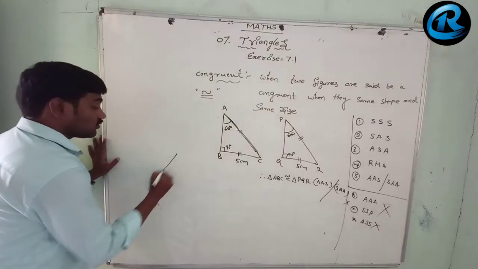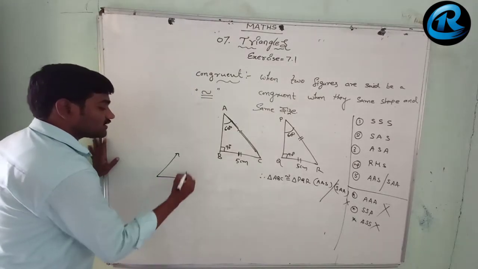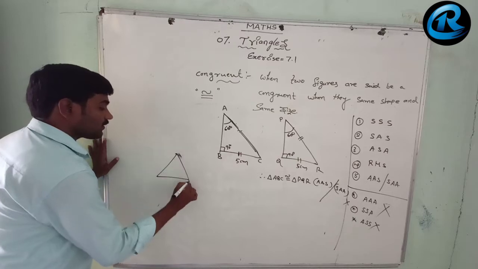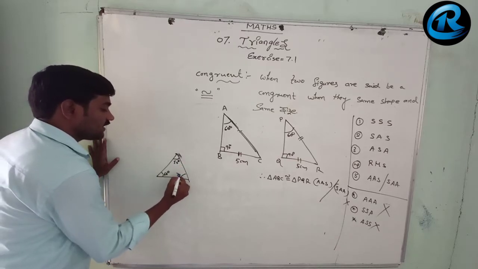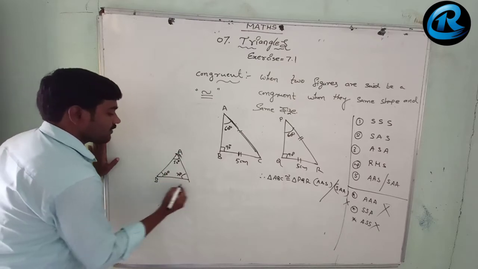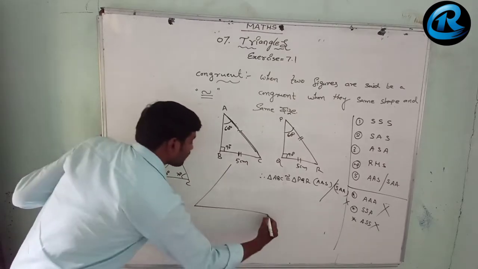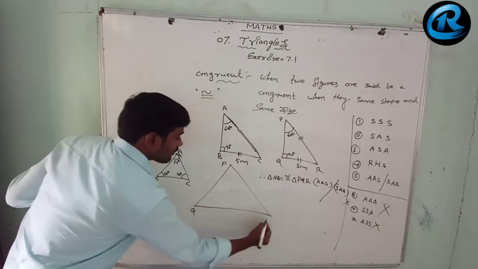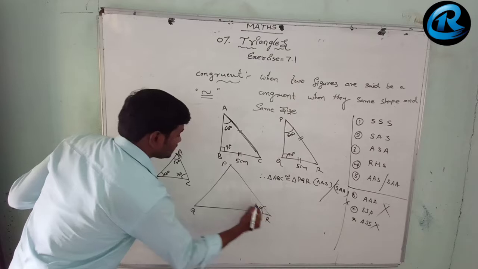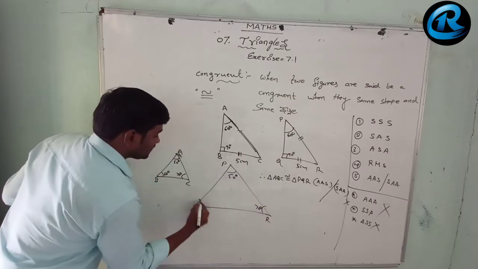As I told you, one angle we can say okay, but here 50 degrees, 60 degrees and 70 degrees of triangle ABC. There will be a triangle like this, PQR, with the same 70 degrees, 50 degrees and 60 degrees.